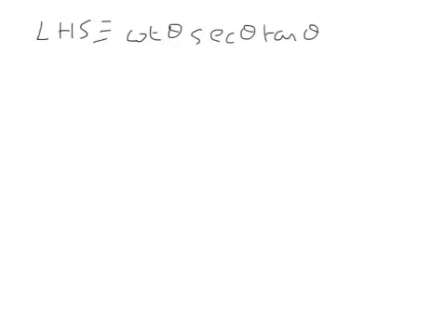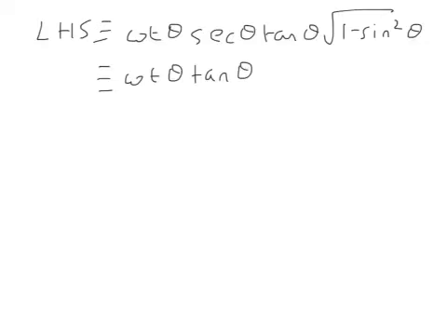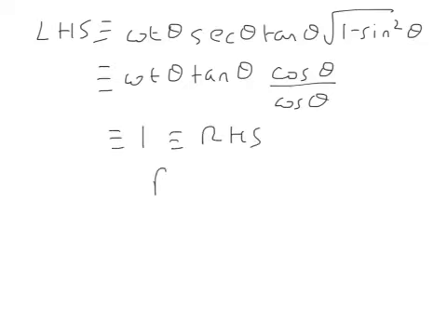Right, now we're on question 7. We've got to prove an identity, so let's start with the left hand side, which is cot theta sec theta tan theta root 1 minus sine squared theta. Well, let's put the cot and the tan together because they're going to cancel out. The square root of 1 minus sine squared is cos theta, and sec is 1 over cos theta. So this is 1, so that's the right hand side, and then proof complete.